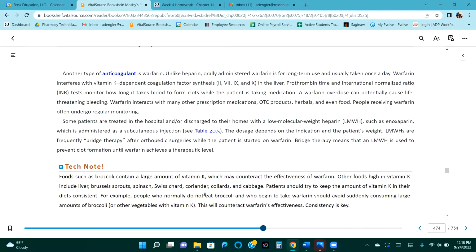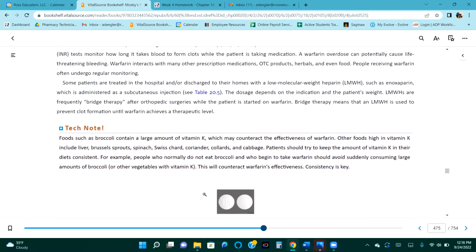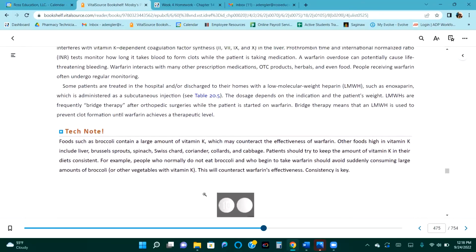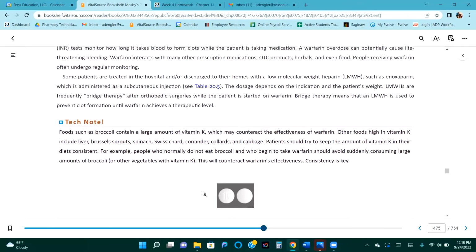Another type of anticoagulant is warfarin. Unlike heparin, orally administered warfarin is for long-term use and usually taken once a day. Warfarin interferes with vitamin K-dependent coagulation factor synthesis in the liver. Prothrombin time and international normalized ratio tests monitor how long it takes blood to form clots while the patient is taking the medication. A warfarin overdose can potentially cause life-threatening bleeding. It interacts with many prescription medications, OTC products, herbal supplements, and even food.